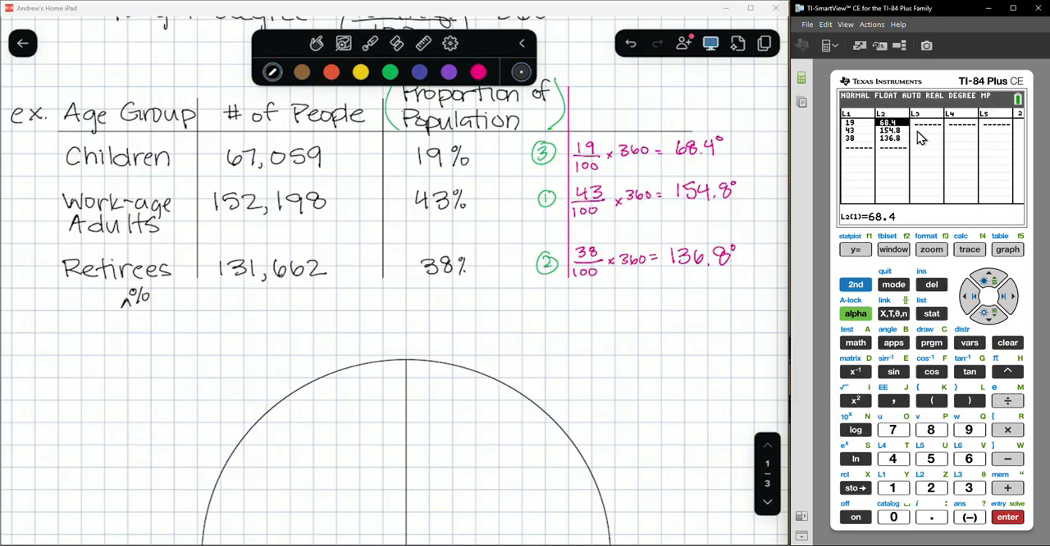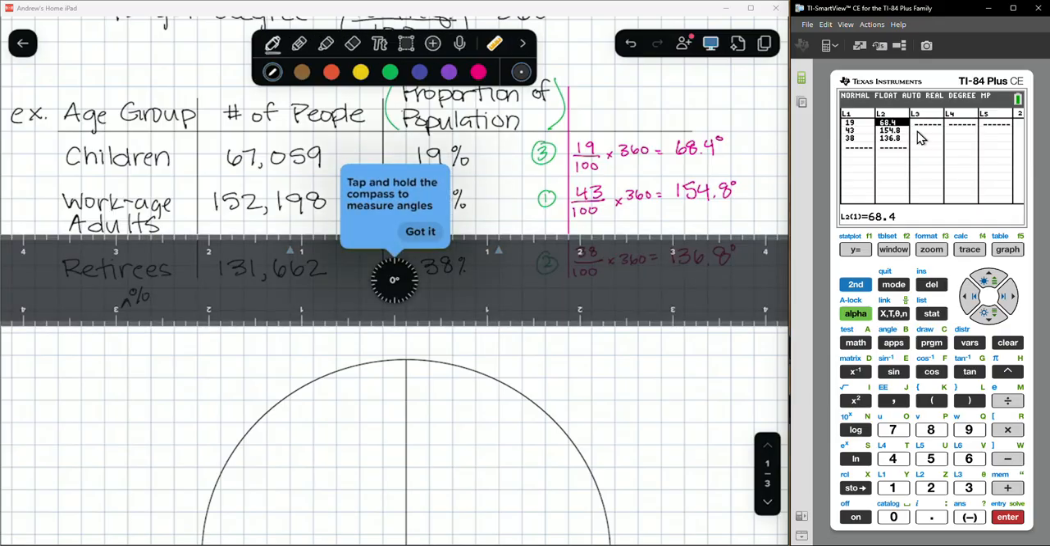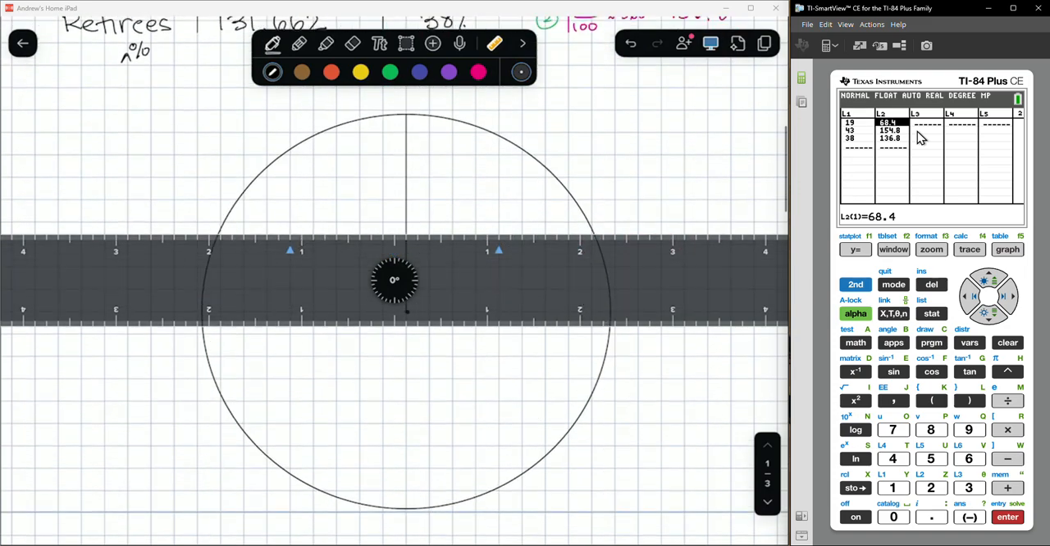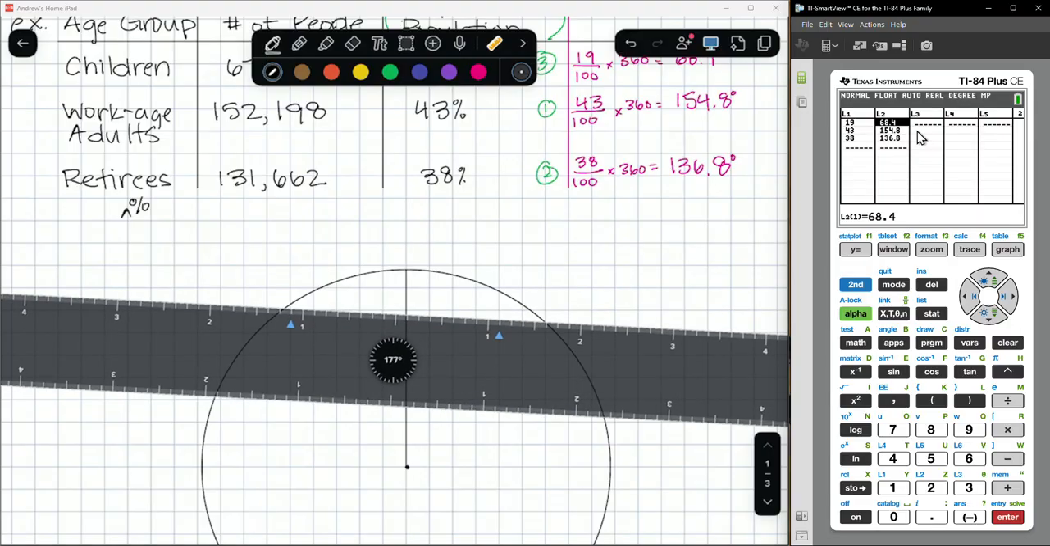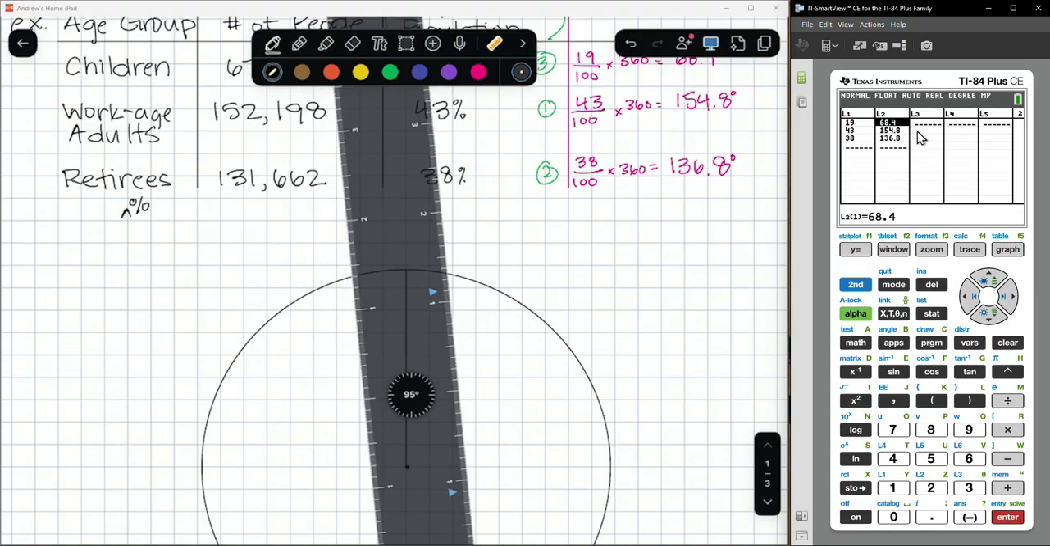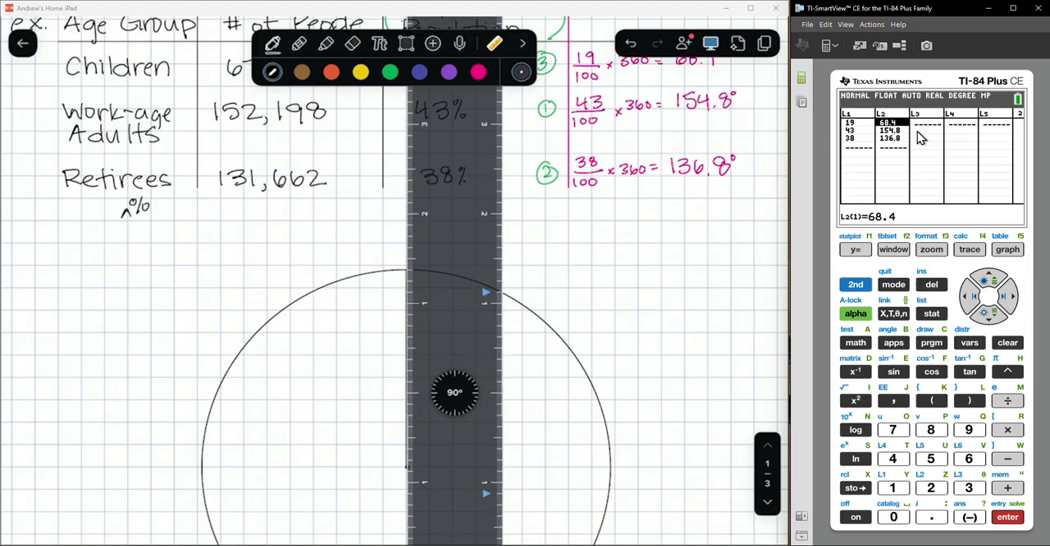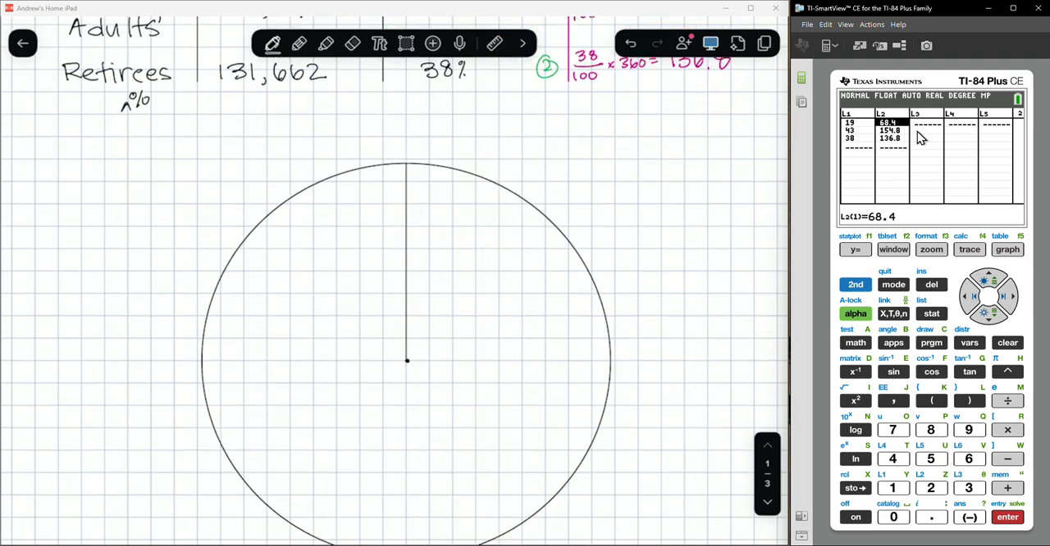So I need to measure out an angle of 154.8. And somewhere in here, I have a ruler that has an angle measure on it. But I don't think it measures that, does it? Let's see. Yeah, I was afraid of that. It does 90. I might have to do some mental math because I don't have a protractor here. Let's go back to our pen.